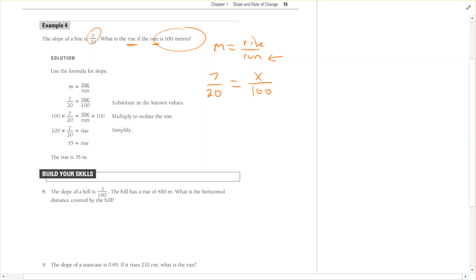Now all I'm going to do is I'm going to go 100 times 7 divided by 20. That's going to give me x is equal to 35. And then don't forget to put your units at the end. So 35 meters. Technically, you should be putting your units in as you're doing your calculations. I can probably let you guys get away with being lazy here, though, as long as you write your units in your final answer.